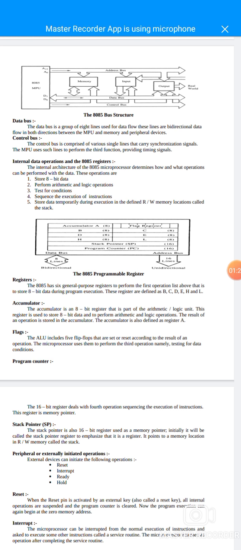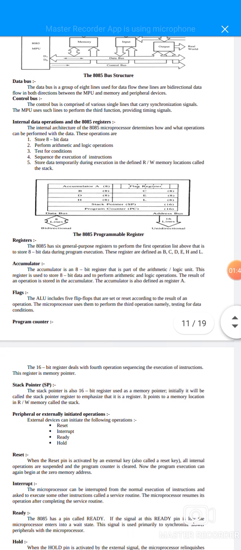Internal data operation and 8085 registers. The internal architecture of the 8085 microprocessor determines what operations can be performed with the data. These operations are: store 8-bit data, perform arithmetic logic operations. Third, test for conditions. Fourth, sequence the execution of instructions. Fifth, store data temporarily during execution in defined read-write memory locations called the stack.